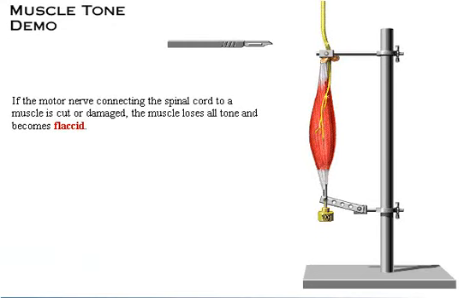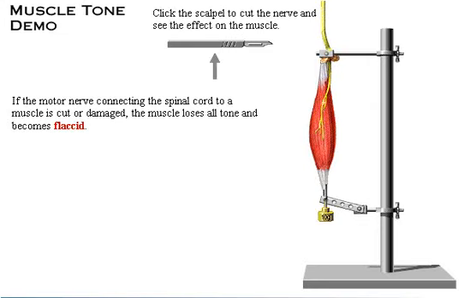If the motor nerve connecting the spinal cord to a muscle is cut or damaged, the muscle loses all tone and becomes flaccid. Click the scalpel to cut the nerve and see the effect on the muscle.